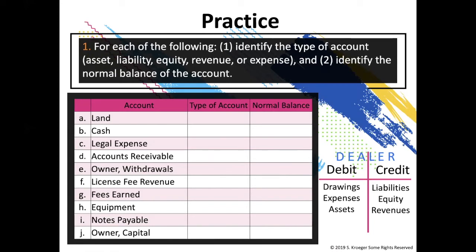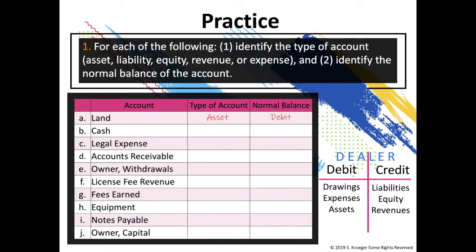For letter A, we have the account land. What type of an account is land? Land would be an asset account because it's something we own. What is the normal balance of asset accounts? You can come over here to look at the mnemonic. Assets have a debit balance.